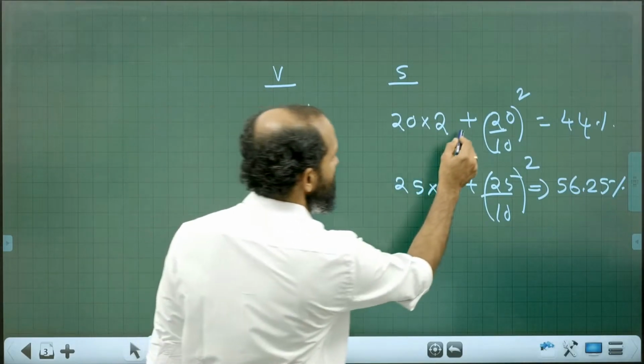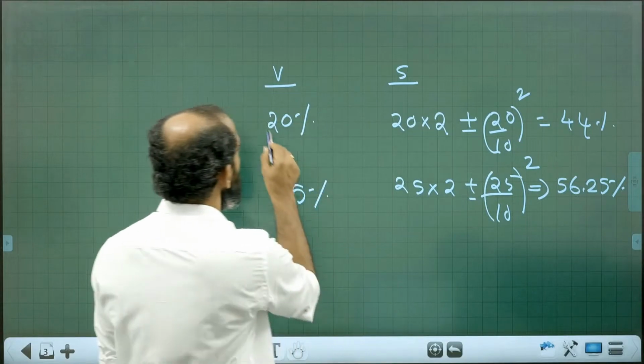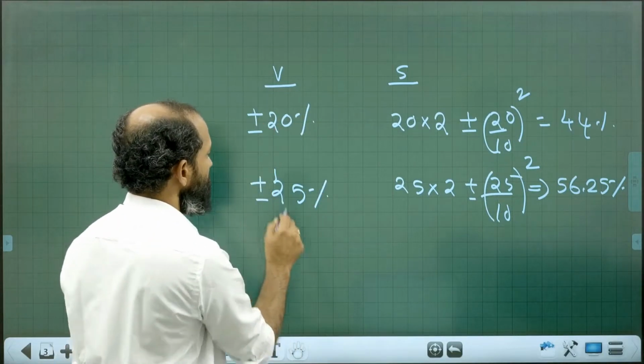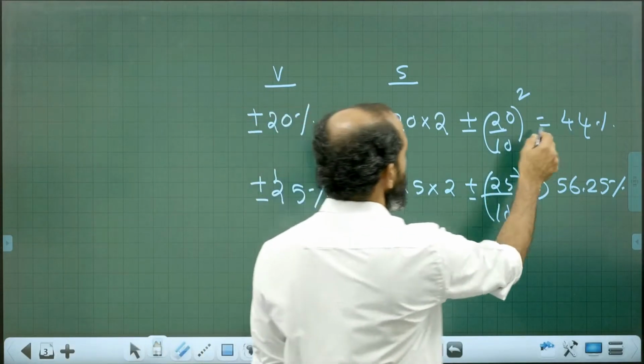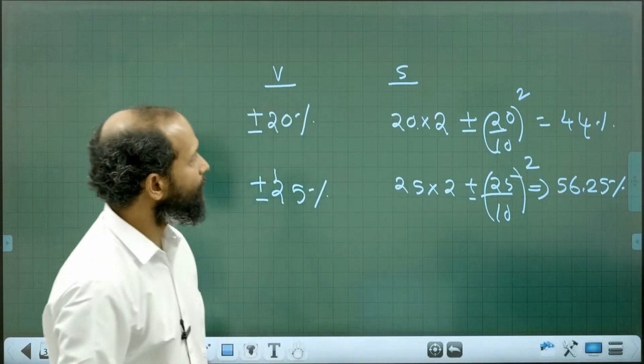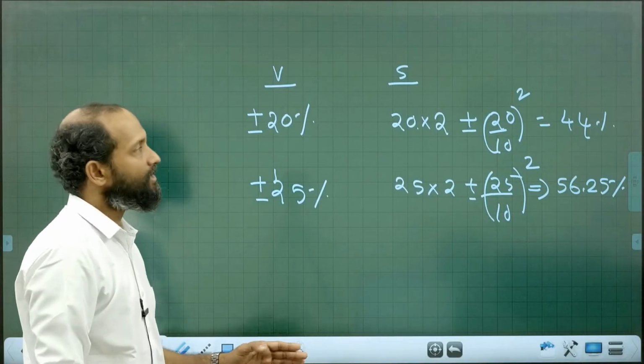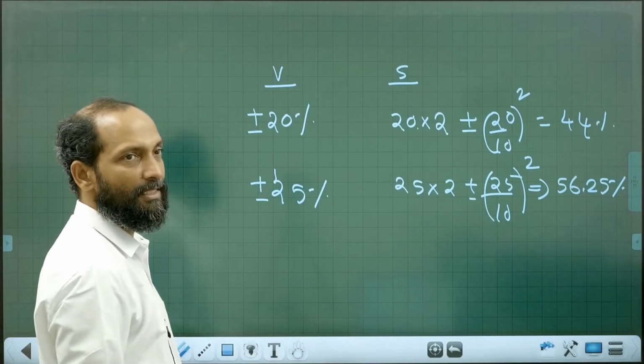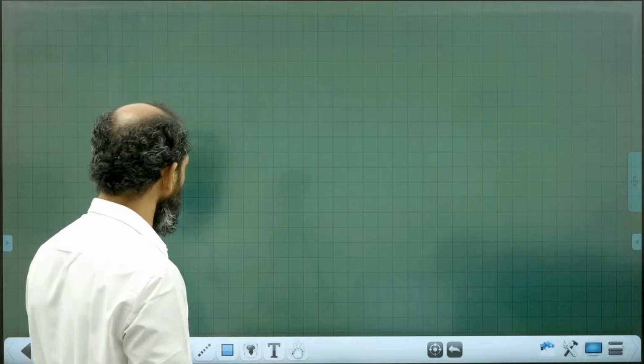When it is subtraction, you take minus; when it is an increase, plus. Then this one will be plus 44. This one you take plus or minus. Okay, I hope that you understood. So the stopping distance and speed relationship is something we often see in many competitive examinations.